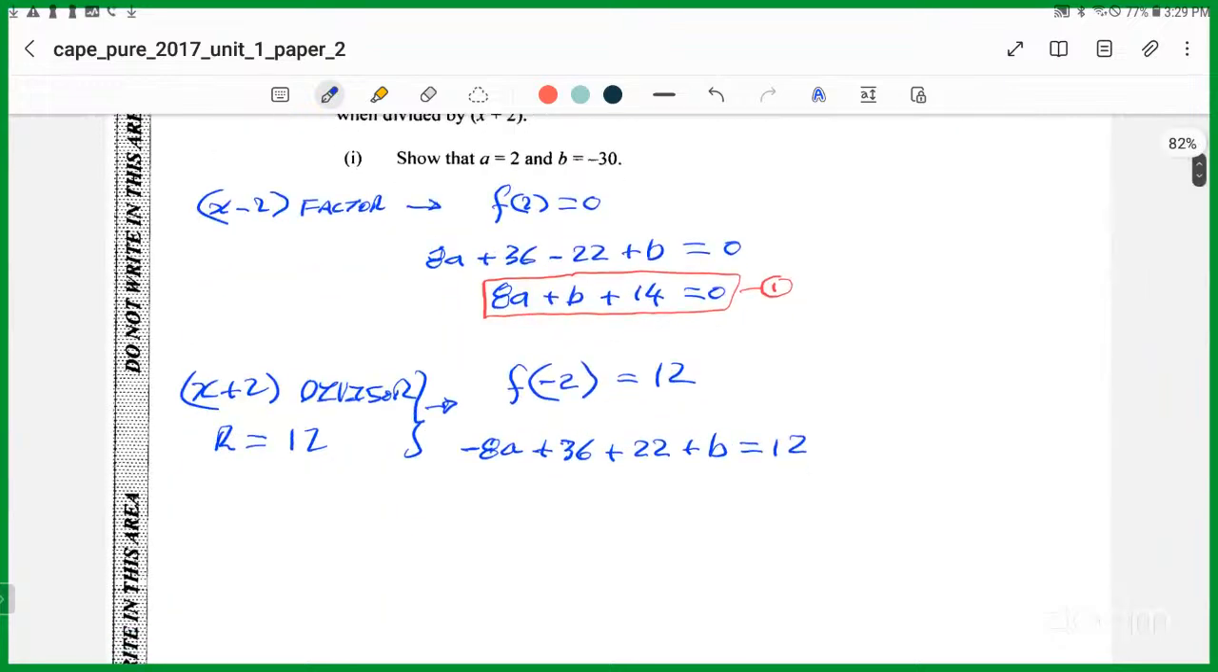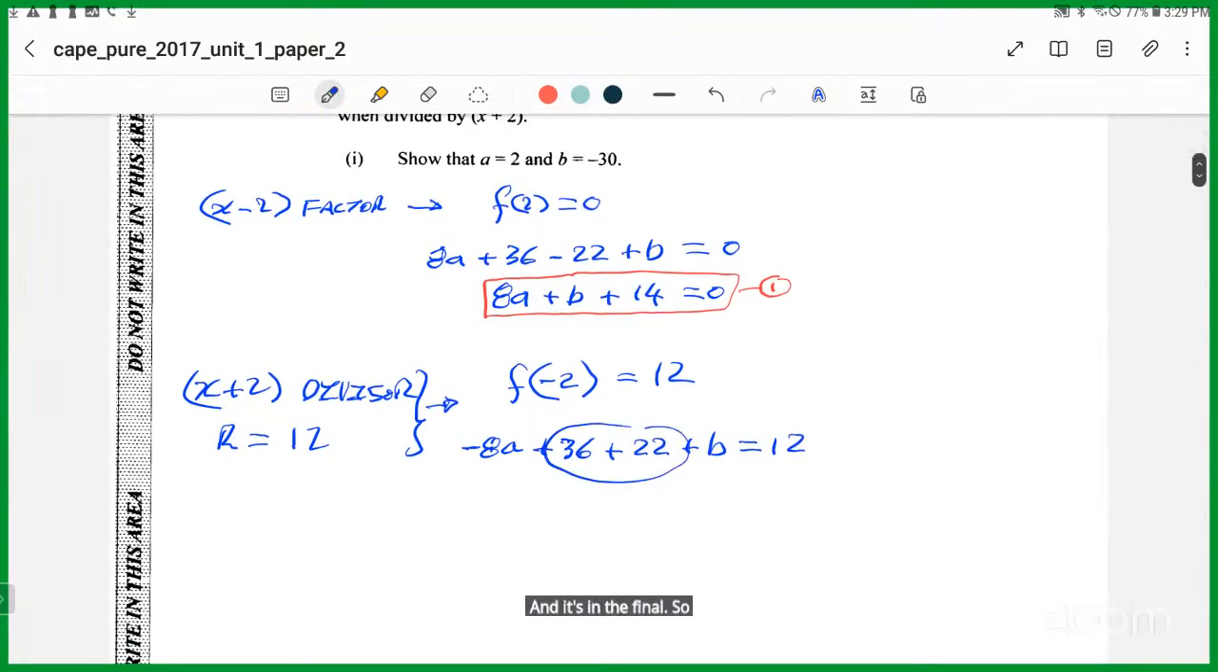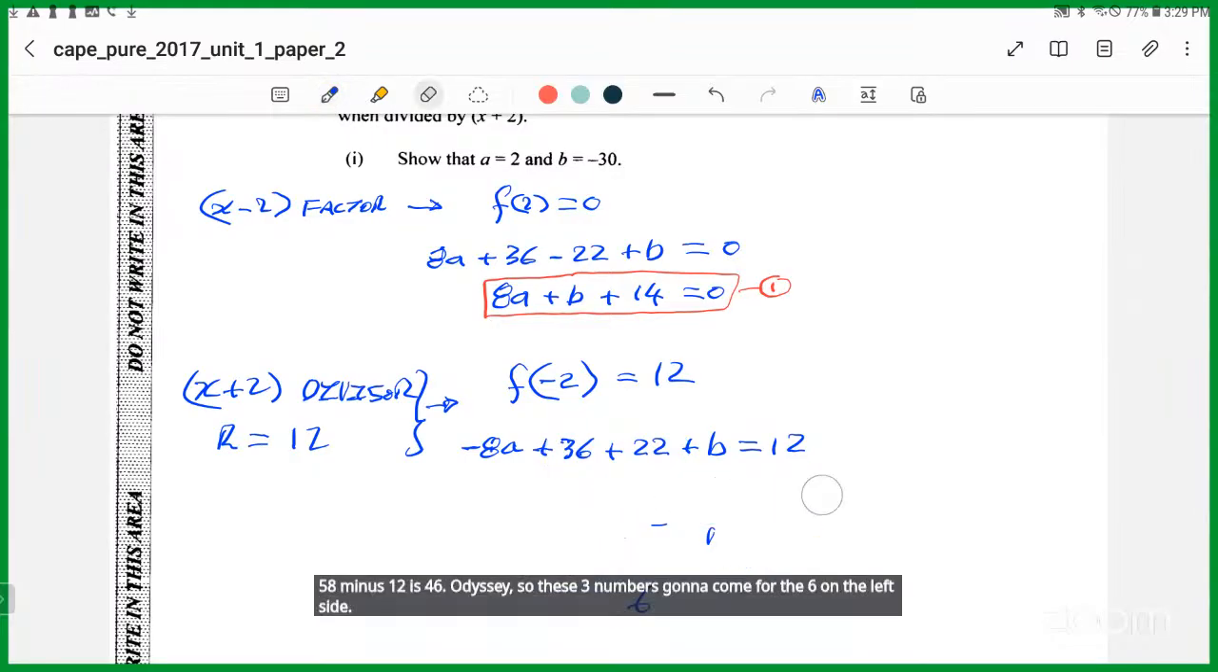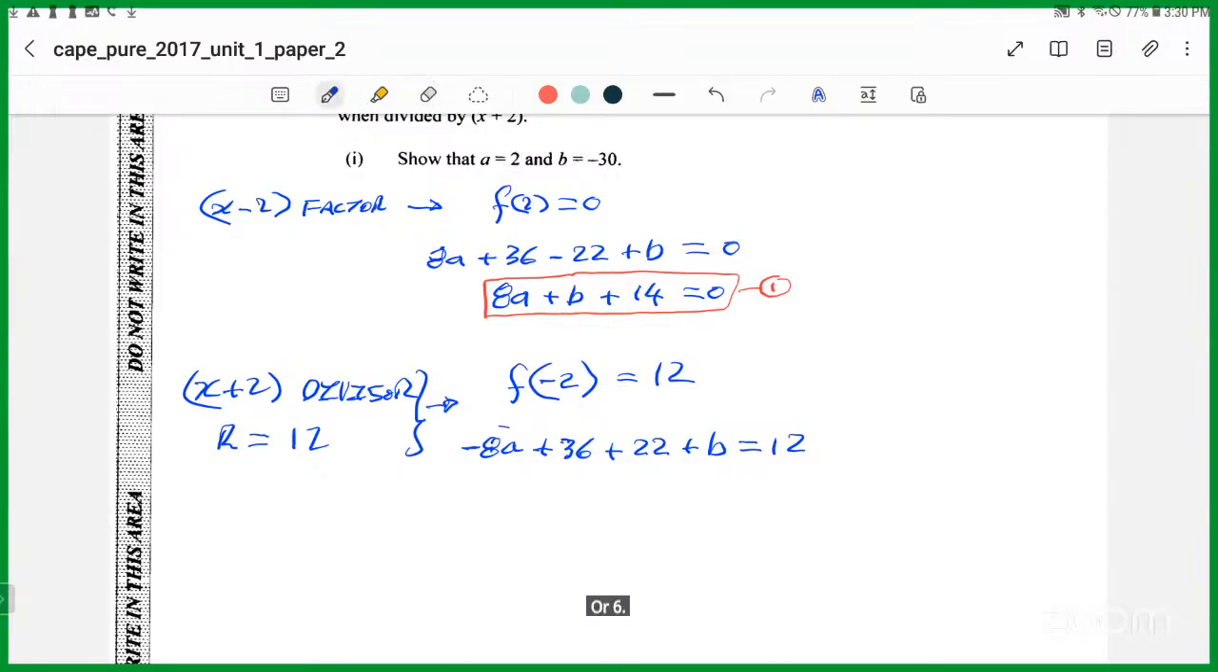Let's simplify now. So this and this becomes a 58. This 12 is going to come over here and become a minus 12. 58 minus 12 is 46. So these three numbers become 46 on the left side. So we're going to have minus 8a plus b plus 46 equals 0. So this is our second equation.